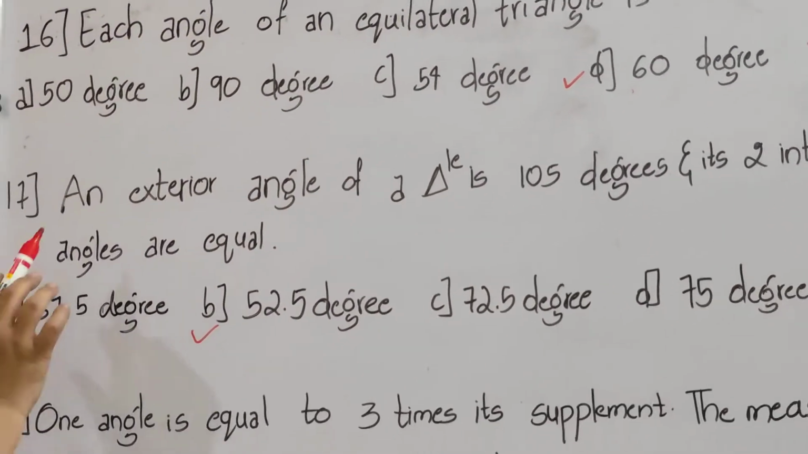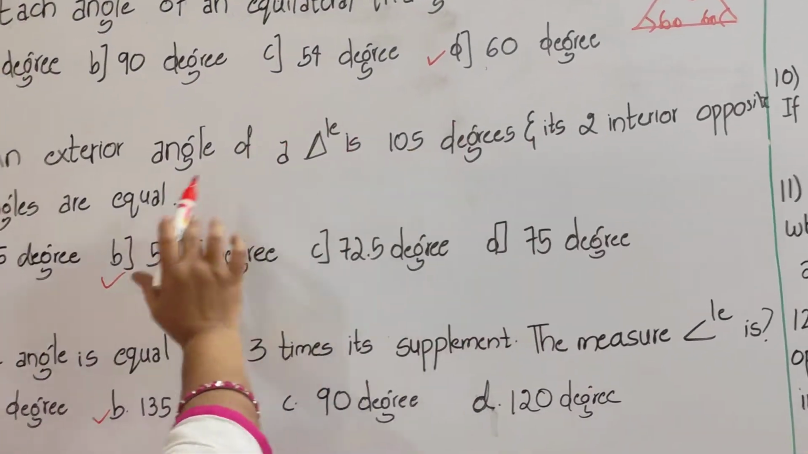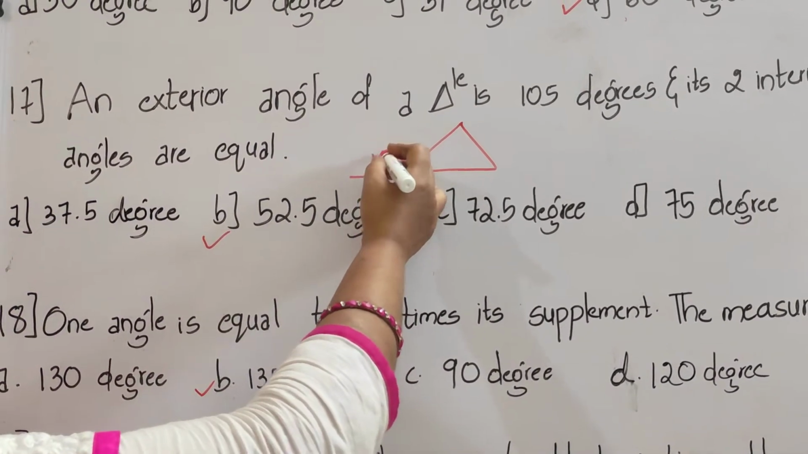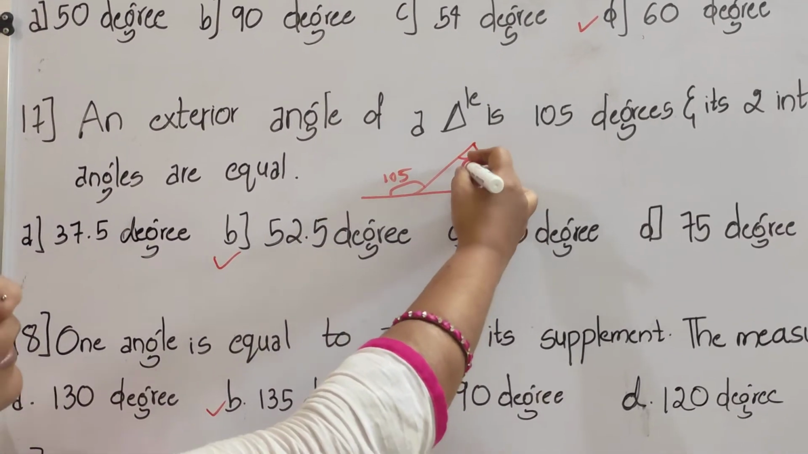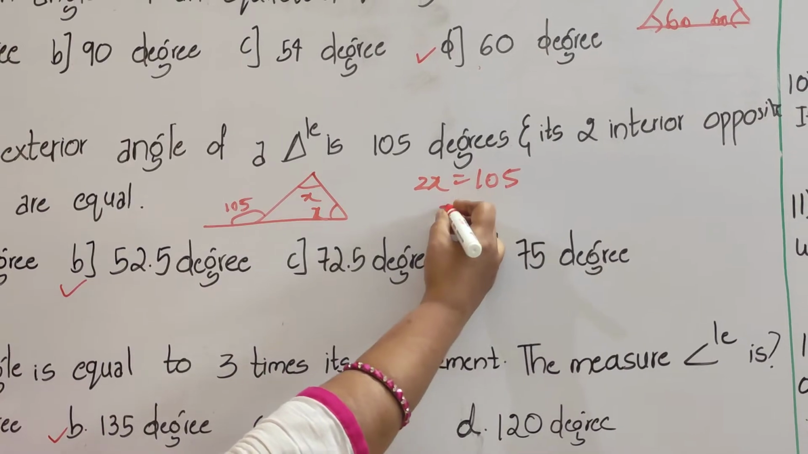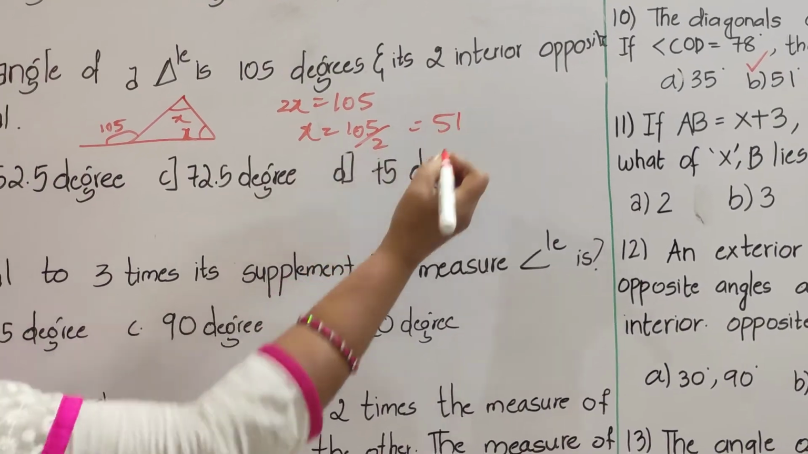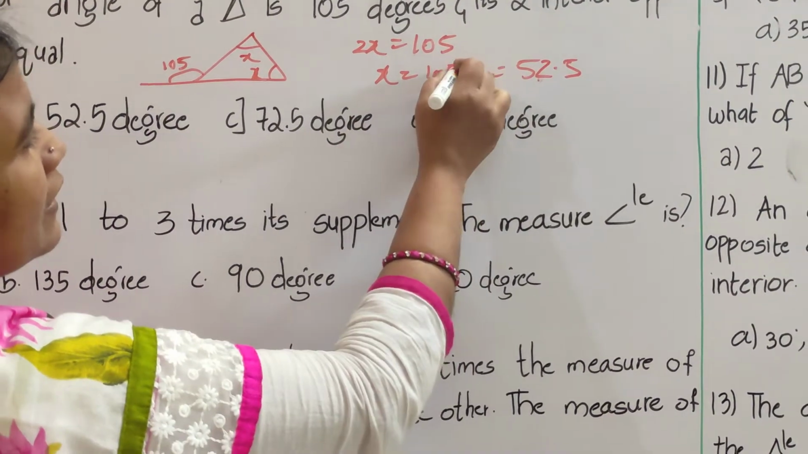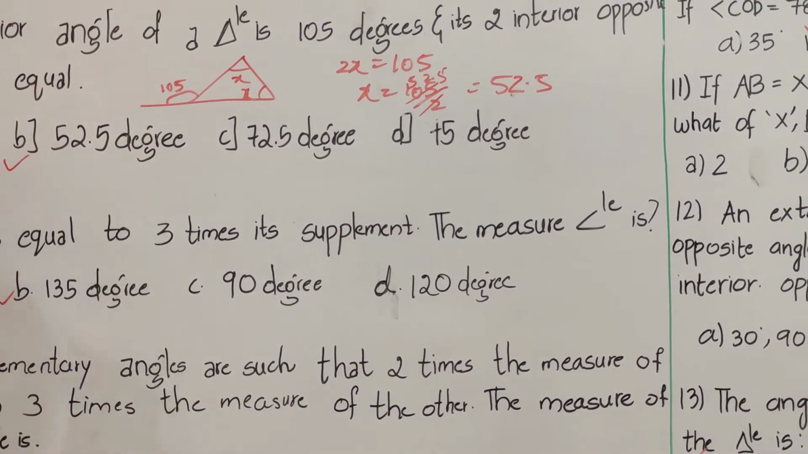Then 17th question, an exterior angle of a triangle is 105 degree and its two interior angles are equal. So again, this is the same kind of question which we did previously. You have 105 degree, and these two angles are equal. They are given. They are equal. So 2x is equal to 105. x is equal to 105 by 2. That is nothing but 52.5 degree. So 52.5 degree you will have. This is the right answer.